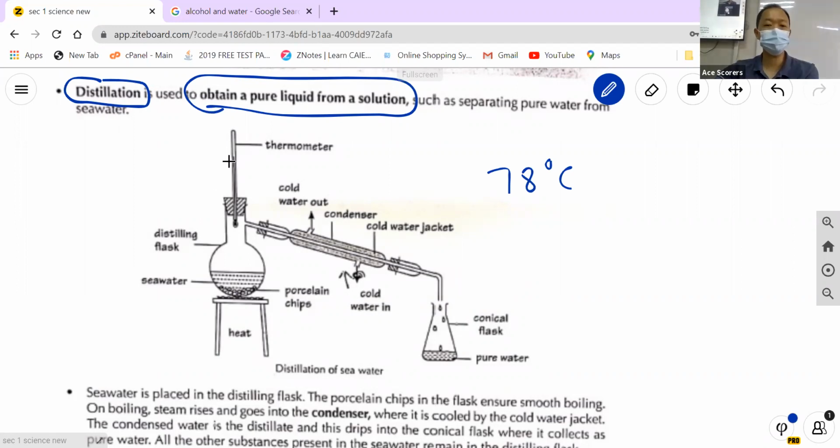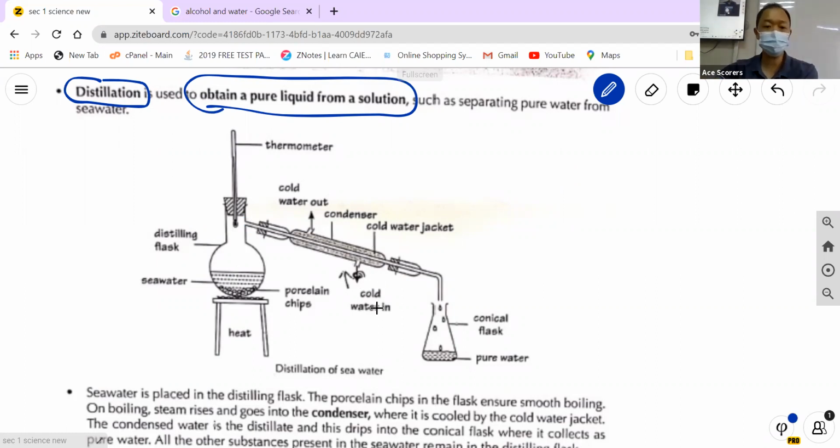Now there's a need to put a thermometer here. You must know that the bulb must be at the opening. Why? Because you want to measure only the vapor. You don't want to measure the liquid. Some people make the mistake of putting the whole thing inside here. No, we don't want that. You just want the bulb at the opening so that you can measure the temperature of the gas, which in this case is the alcohol vapor.